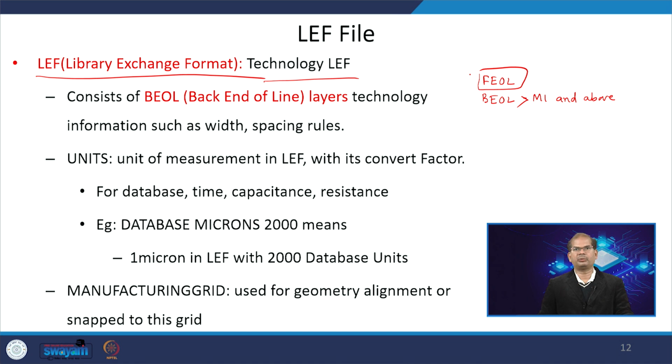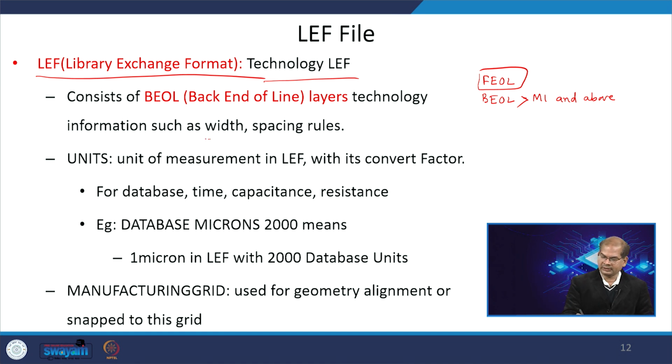The reason it is not provided is because we are doing the routing in metal 1 and above. I am not worried about what kind of transistor is there inside the technology node, because I only need the pin information whenever I am going to do physical layout. So, the place and route tools will use the metal pin information to do the routing. So, the FEOL layers are not provided inside the LEF file.